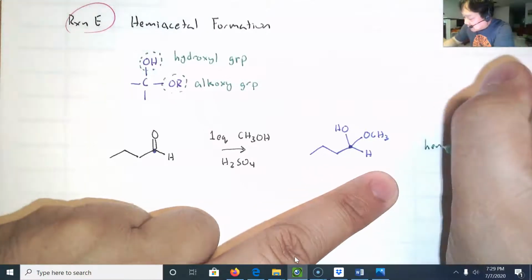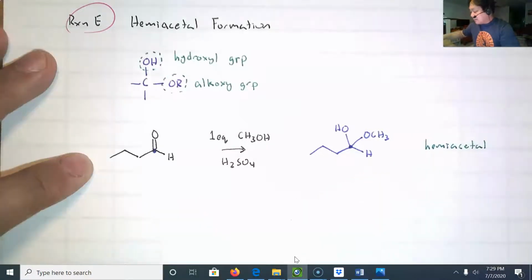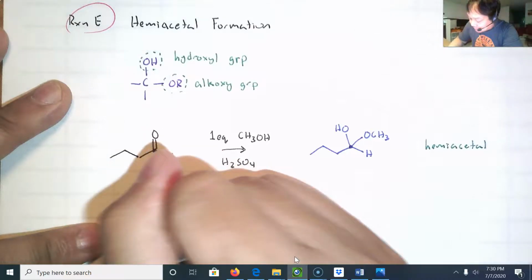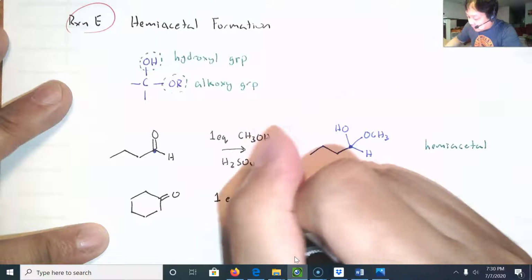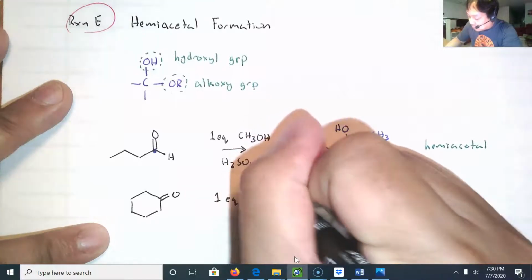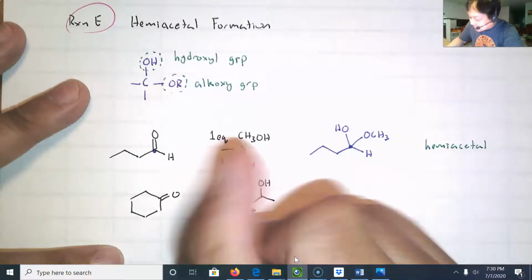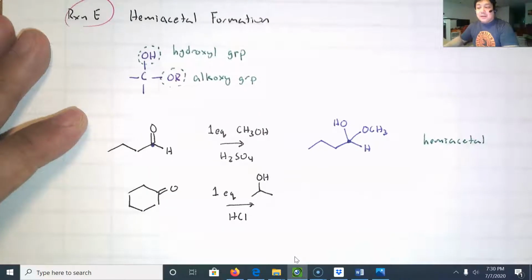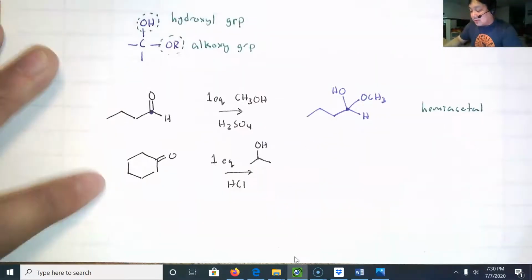Now, we could do the same thing with a ketone. Let's take, for instance, a cyclic ketone. Let's use one equivalent of another alcohol, and I'll use 2-propanol. Let me switch up the acid and make it hydrochloric acid. Okay. All right. So do the tricks that we did up here.